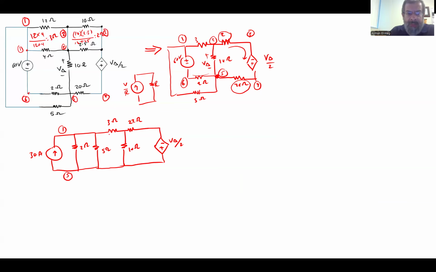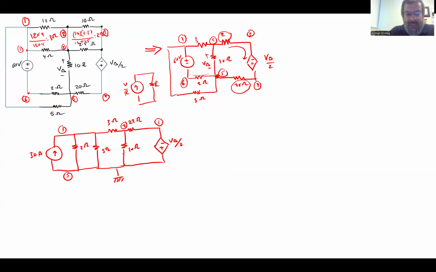So let me write down the nodes. This is node number 2. This is node number 3. And all of this is node number 5. Node 4 has been dissolved because I moved the 20 and merged it with the 2 ohms. So this will be my ground.